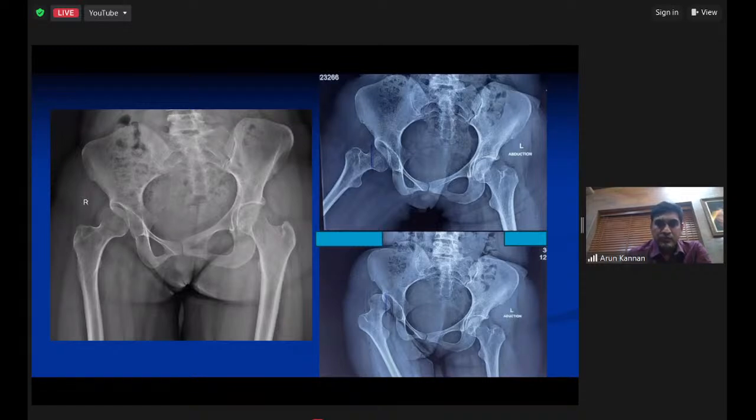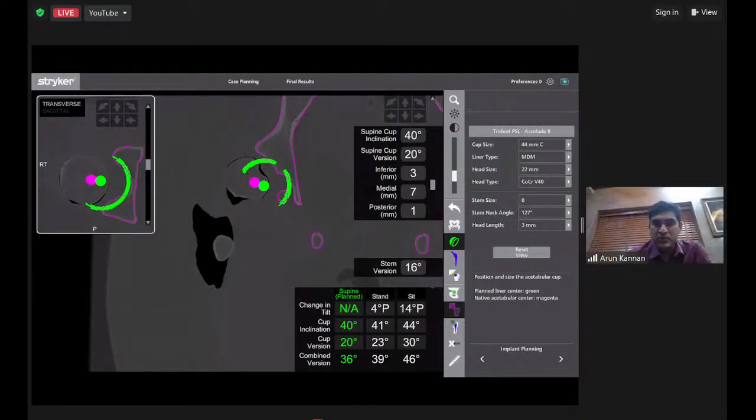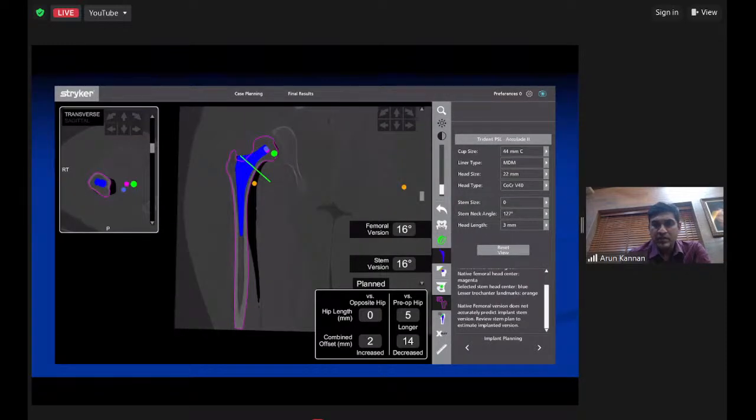So we planned for her with the robotic system. We've been using the Mako robotics for doing hips, and this is how we planned. We got the spinal x-rays done, and we've taken those values into consideration here. Normally we plan for a 40 cup inclination, 20 version. The native version was 16, and we initially planned for the same. With the adjustments, you can see that as compared to the opposite hip, we have restored the length, and offset is 2 mm increased as compared to the opposite side.